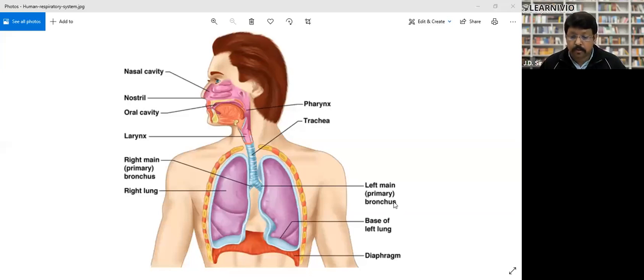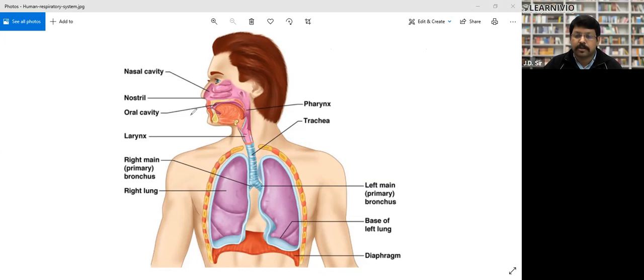Look, this is the human respiratory system. It's a very basic kind of diagram. You all know about this. This is the nasal cavity, and these structures are called nasal concha, and this one is the nostril. These holes, from where we take air, are called nostrils. The space inside the nose is called the nasal cavity, and this space inside our mouth is called the oral cavity.